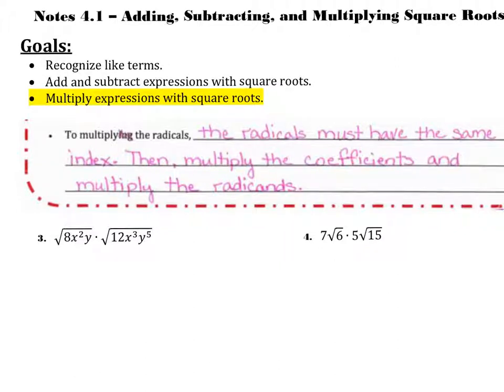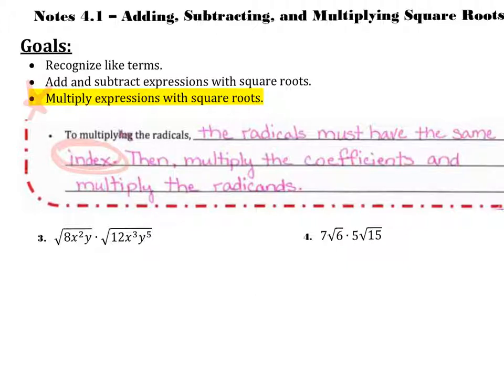Hi, welcome to the video where I'm going to explain multiplying radicals. So that is our goal for this video. And if you notice in the definition or vocab box, we have a little reminder here for multiplying radicals. The first thing it says is that the radicals must have the same index. So that piece will be key.